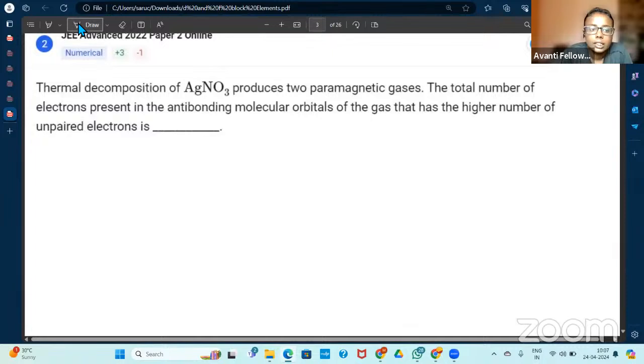The thermal decomposition of AgNO3 produces two paramagnetic gases. When you do the decomposition of AgNO3, silver nitrate, you will get two paramagnetic gases. The total number of electrons present in the anti-bonding molecular orbital of the gas that has the highest number of unpaired electrons. So you're going to do the thermal decomposition and get two paramagnetic gases, which is from D and F block. The total number of electrons in the anti-bonding molecular orbital is from chemical bonding. So two concepts are merged together in a single question.